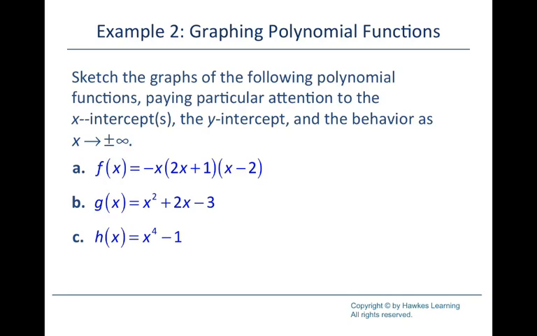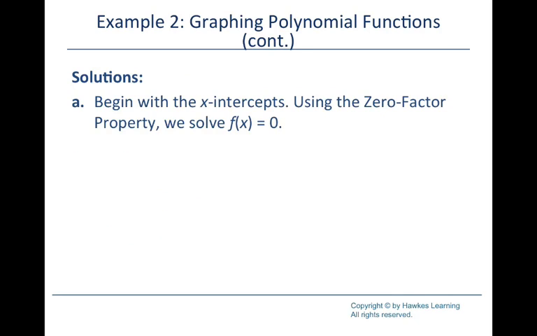When it's in the form of b, x squared plus 2x minus 3, we have to factor it. And c, the same thing, we have to factor it. All right, so let's look at a. We're using the zero factor property. So we have a negative x, 2x plus 1, and x minus 2.